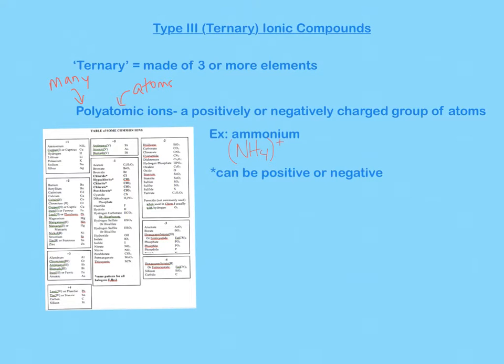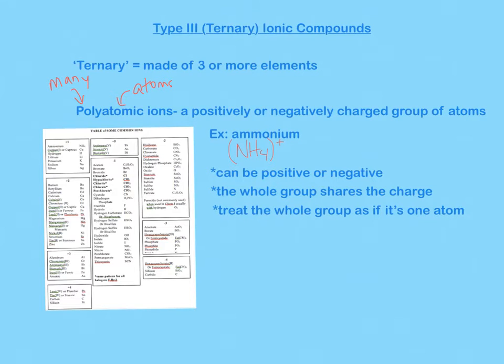Polyatomic ions have a couple of rules that go with them. One is they can be positive or negative. Ammonium you see is positive, but there are others that are negative. Second, the whole group shares the charge, so we don't look at nitrogen and hydrogen individually. We look at this entire group to see that the whole group has a charge of +1. This whole group you're going to treat as if it's one atom. So you treat the NH4 the same as you would just treat a nitride, which would be an N.